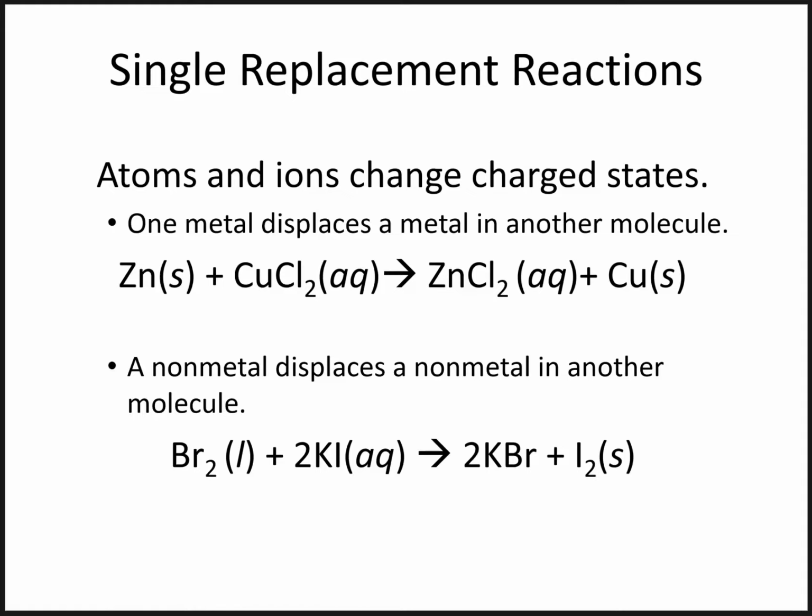In the second case, we've got liquid bromine reacting with potassium iodide to form potassium bromide and solid I2.